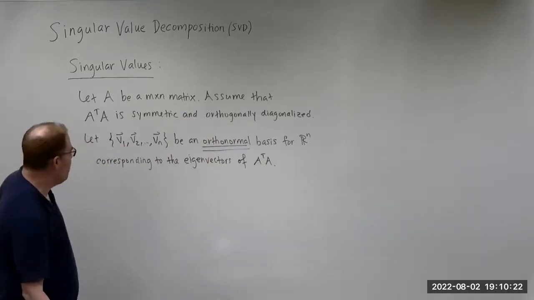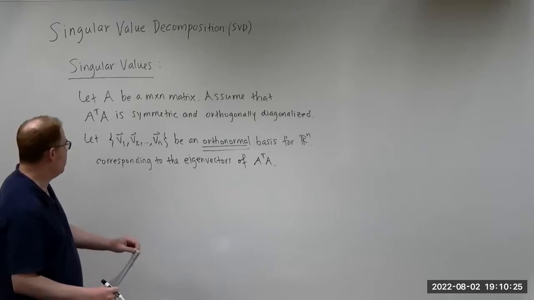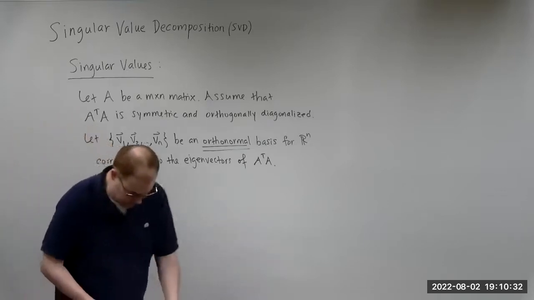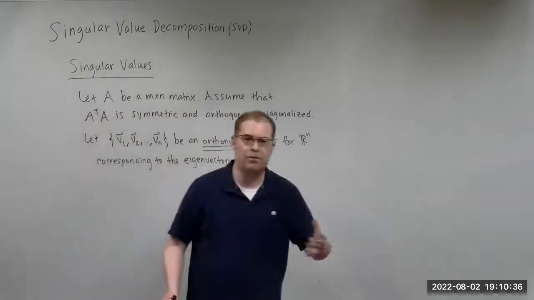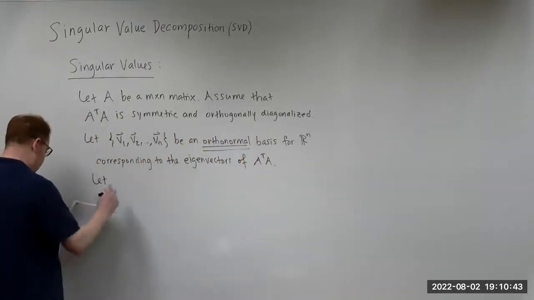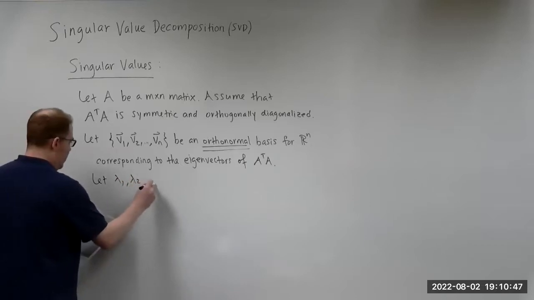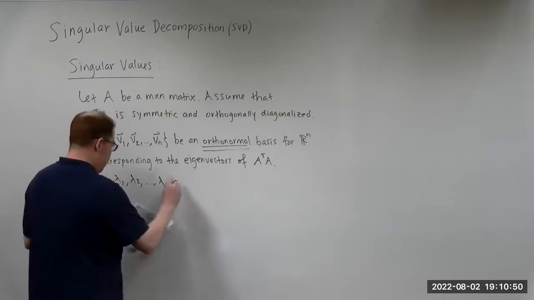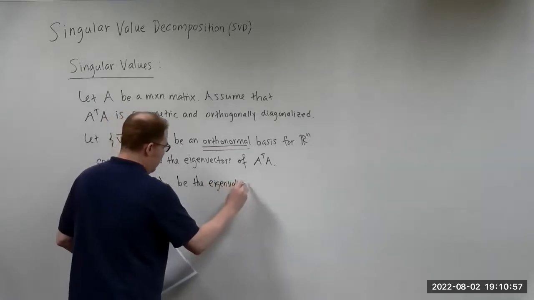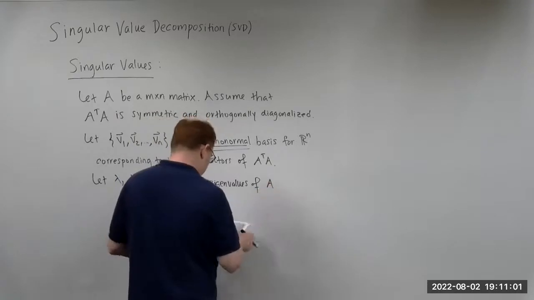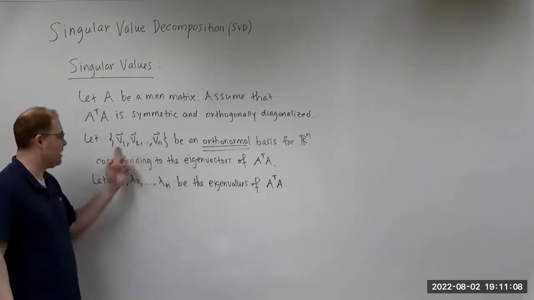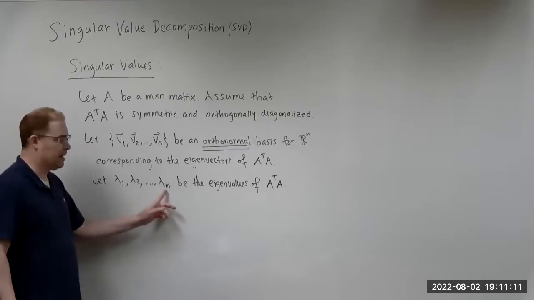All right, so these are the eigenvectors that we're denoting. And of course, because we have eigenvectors, we have to have the corresponding eigenvalues by definition. So we're going to denote those by lambda 1, lambda 2, and so on, the eigenvalues of A transpose A. And we're going to assume that because each one of these is a distinct eigenvector, we're going to have n eigenvalues.